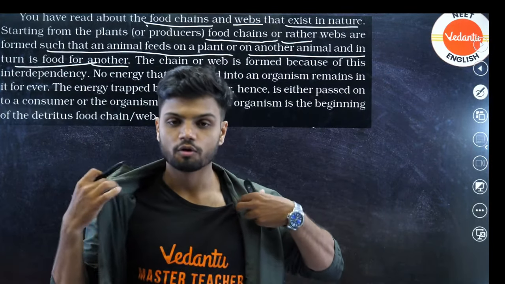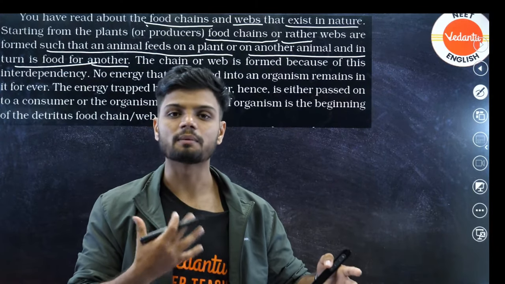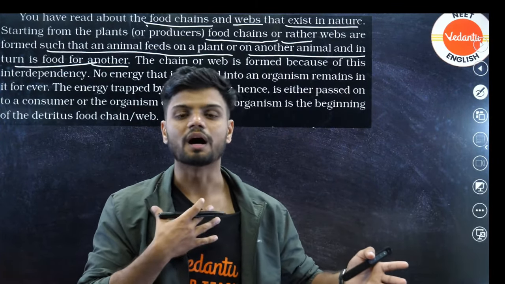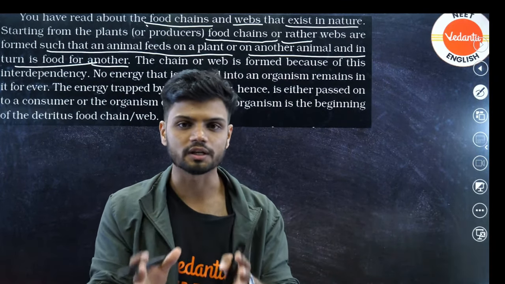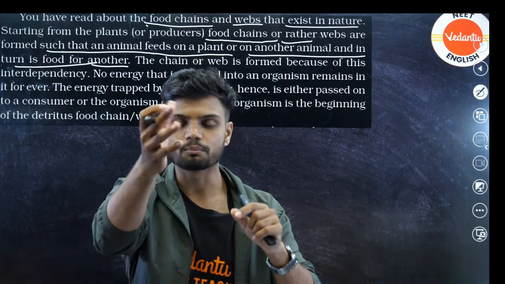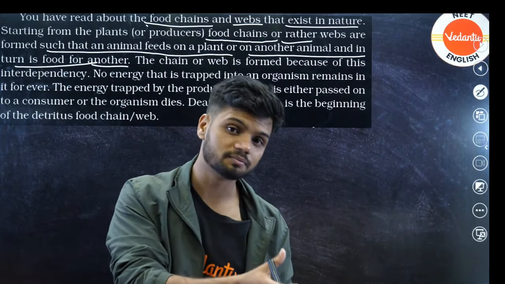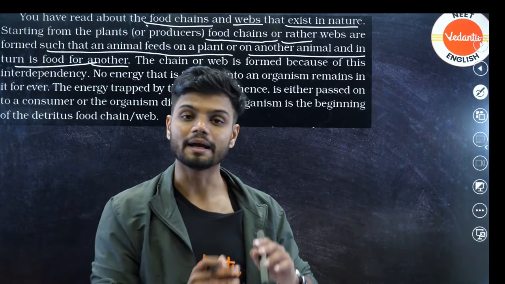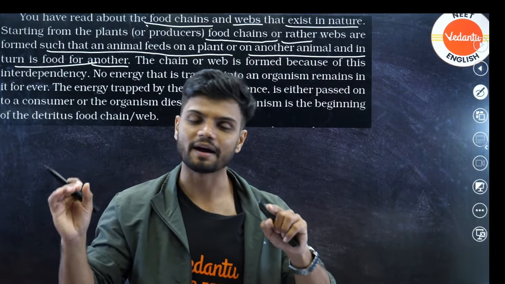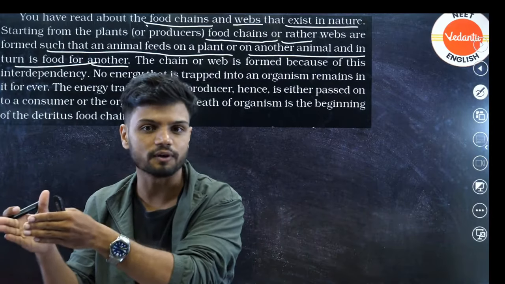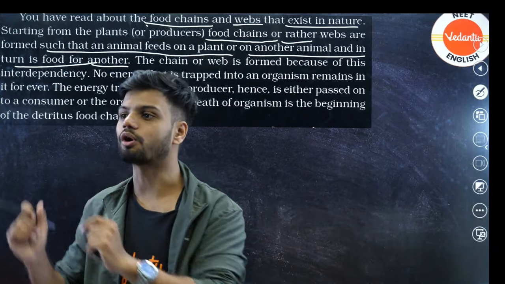Listen to me. We have plants, the producers. If I am a vegetarian, I will go eat the plant. I'm the primary consumer, a herbivore. Now, a chicken is also eating a plant. Now, some of you are non-vegetarians. I'm also non-vegetarian, so I will eat a chicken. So I am also eating another organism. That is basically a food chain, where energy is being transferred from one organism to the next organism.